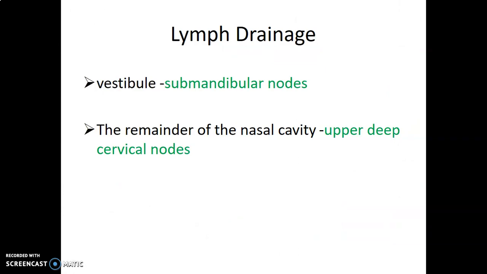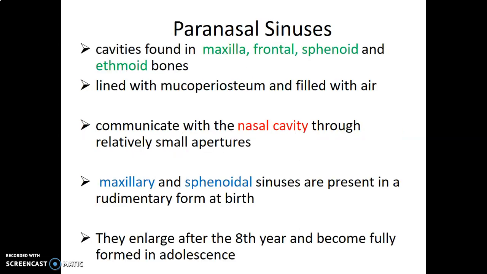What's the lymphatic drainage of the nasal cavity? The vestibule, which is the anterior portion, will drain in the submandibular nodes, submandibular lymph nodes. The remainder of the nasal cavity drains directly into the upper deep cervical nodes. So submandibular and upper deep cervical lymph nodes drain the nasal cavity.